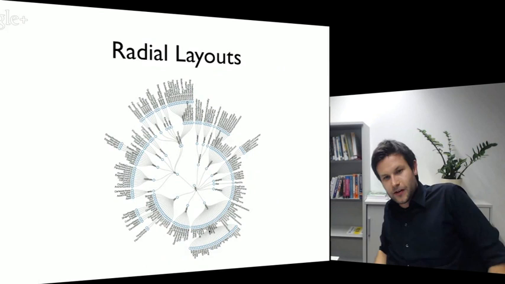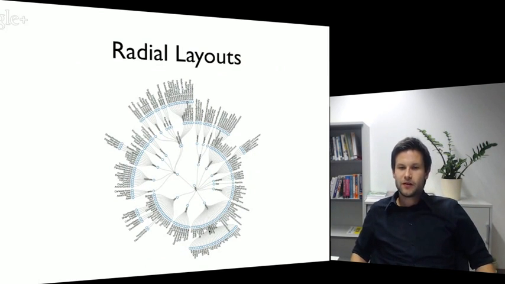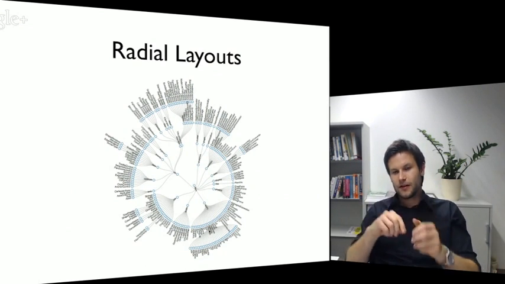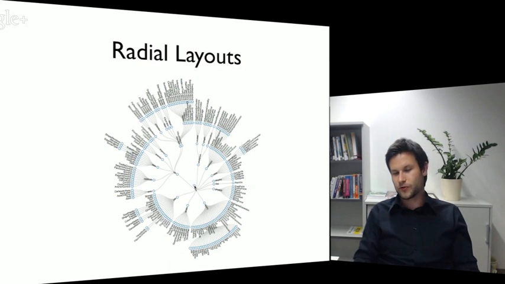Okay, let's move on to if we have a network, we can always decide to show it in a radial layout. A radial layout is when we arrange the nodes in a concentric way. And this would be a tree again. So we have some kind of root, which would be the root folder on your hard disk, for instance, and then you have the subfolders and the sub-subfolders and so on. And this is called a radial layout.